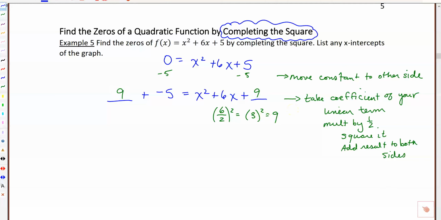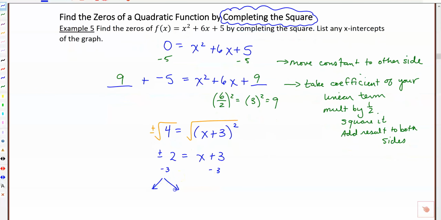Right, so let's clean up what we have on both sides. On the left-hand side, I'll have 9 plus negative 5, which is 4. And then over here, this is a perfect square trinomial, so this will factor into x plus 3 squared. Right, so now that I have this term, I can go back to my square root property to finish this out. So we'll undo the square with square root. Don't forget about the plus or minus. So I'll get plus or minus 2 is equal to x plus 3. Solve for my variable by subtracting 3 from both sides.